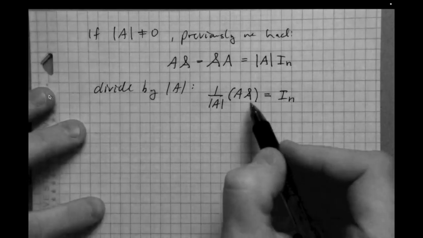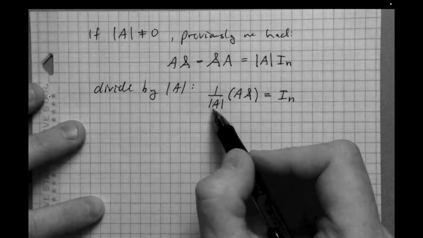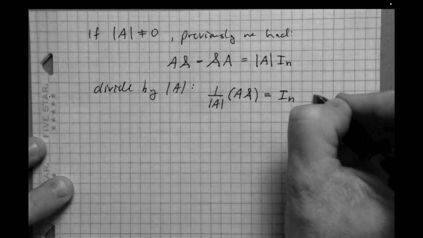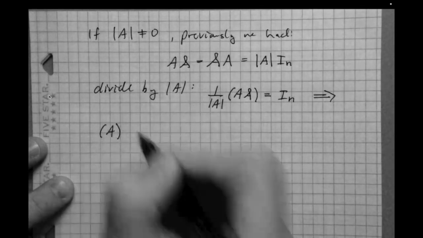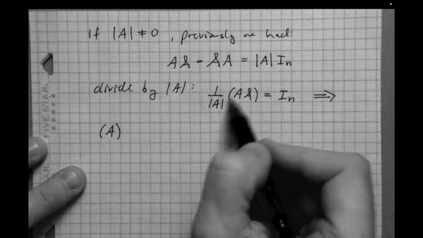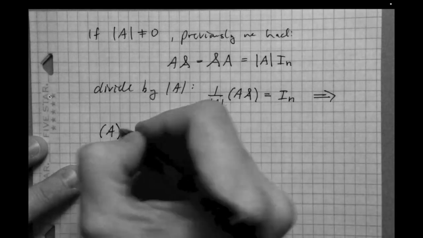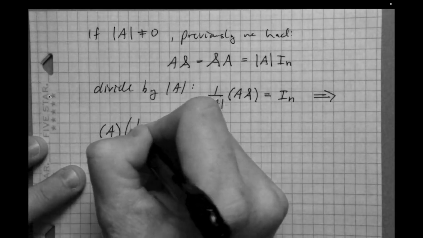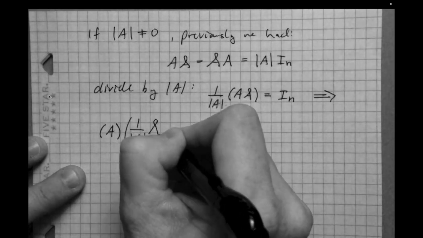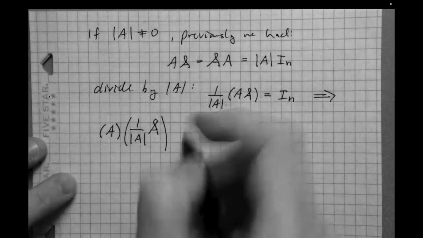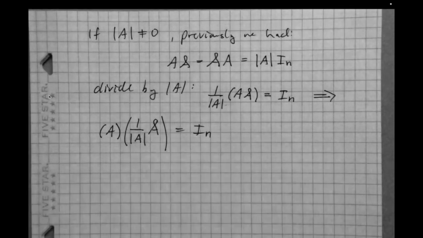And so this is just a scalar, right? 1 over the determinant of A is just a scalar. And so it follows that you can move the scalar into the product here, and you can think of it like this: A times 1 over the determinant of A times the adjoint, like so, and that's equal to the identity.